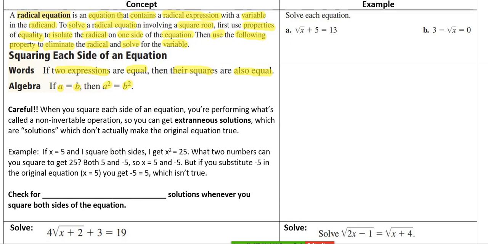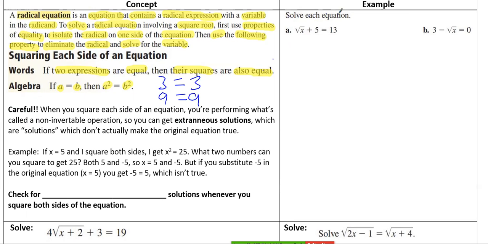Like for instance, if I say 3 equals 3, if I decide to square each side, do I still have equality? Is 9 equal to 9? Well, look at that. It looks like it's still equal. Okay, we're going to get back down to this careful business in a minute. First, let's just follow the directions we just saw.